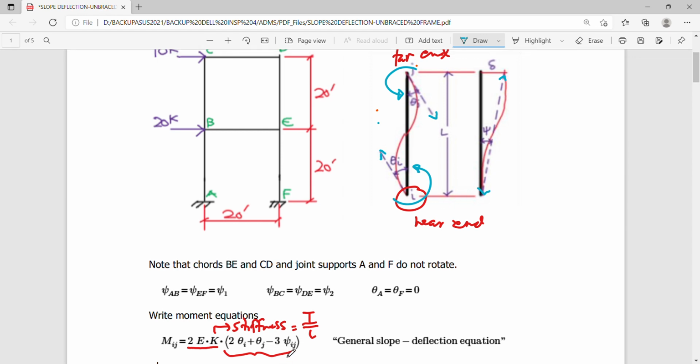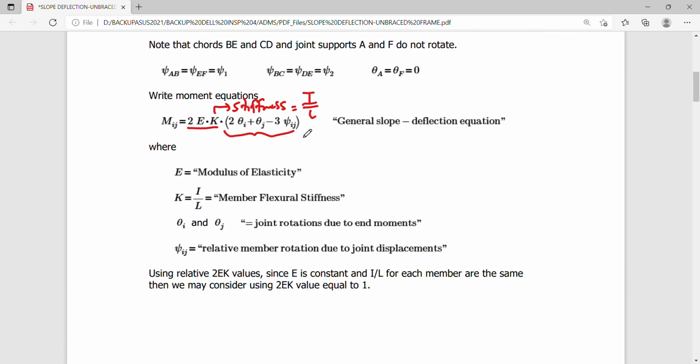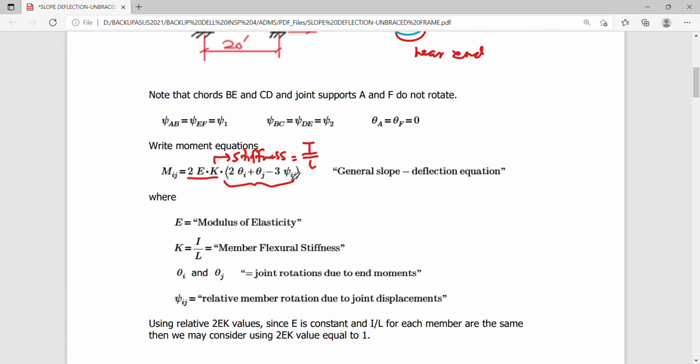So you just remember the 2 plus 1 minus 3, where theta I and theta J are the rotational description of the near and the far ends, while psi is simply the displacement. It's a relative displacement, which represents more or less the same value or the same effect on the moment. So this is a general slope deflection equation. You can find this in different forms, but they still mean the same.